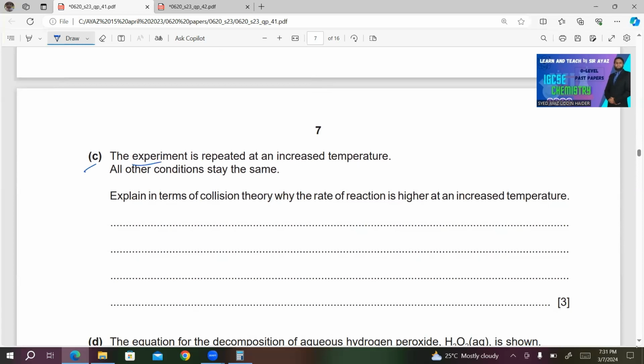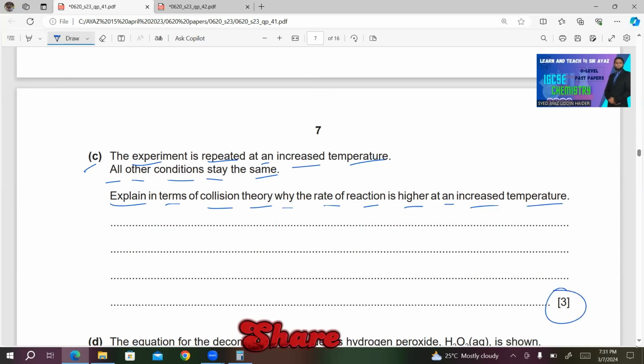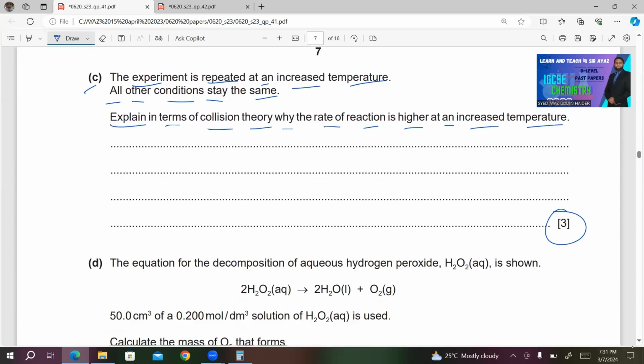C, the experiment is repeated at an increased temperature. All other conditions stay the same. Explain in terms of collision theory why the rate of reaction is higher at an increased temperature. This is of 3 marks. First of all, you will talk about the kinetic energy. That is, kinetic energy of the particle increases, then there is increase in the frequency of collision. Then you have more particles or higher number of particles having energy greater than or equal to activation energy.